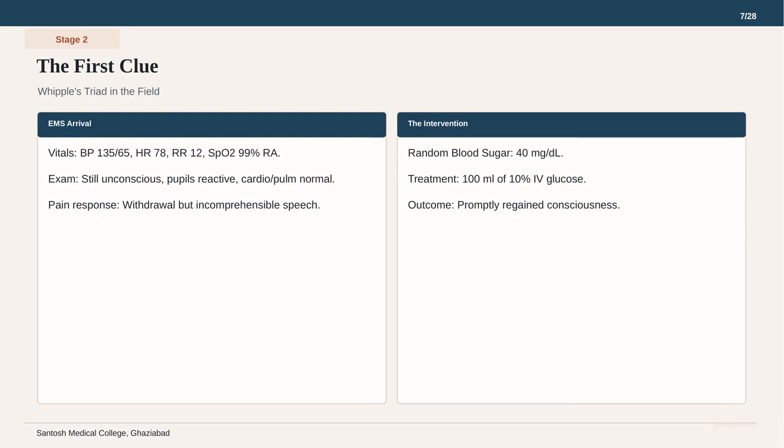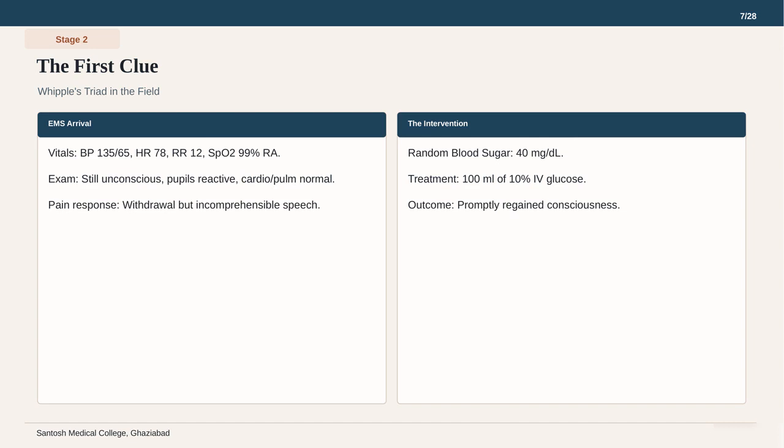As you can see in the left panel, detailing the emergency arrival, the patient's vital signs were relatively stable with a blood pressure of 135/65 and a heart rate of 78. She was still unconscious, though her pupils were reactive and cardiopulmonary exams were normal. The critical breakthrough appears in the right panel under the intervention. A random blood sugar check revealed a dangerously low level of 40 milligrams per deciliter.